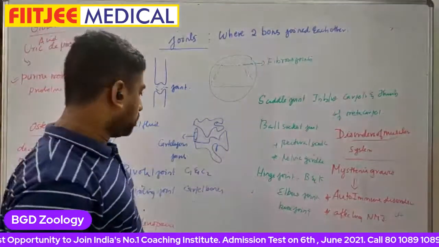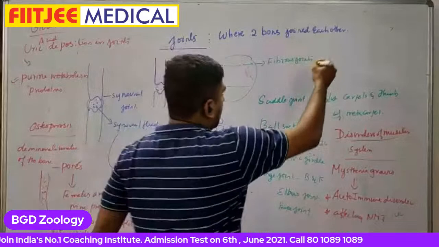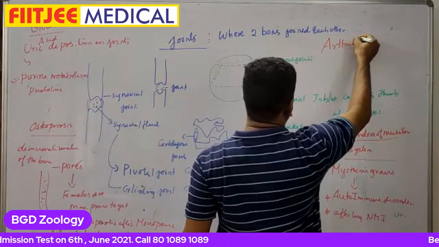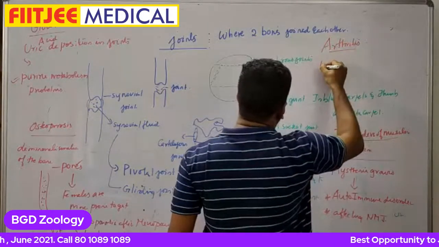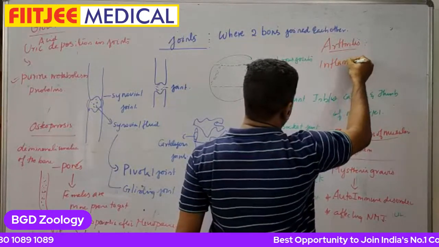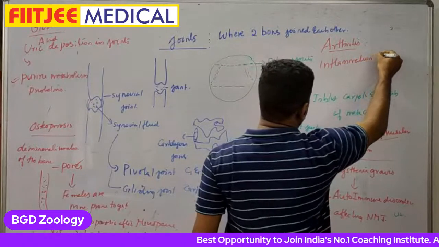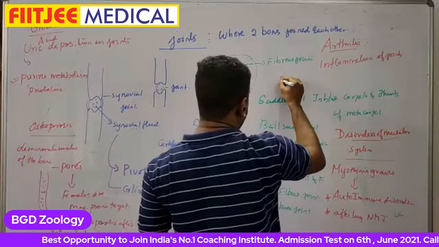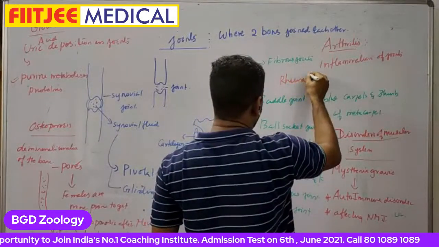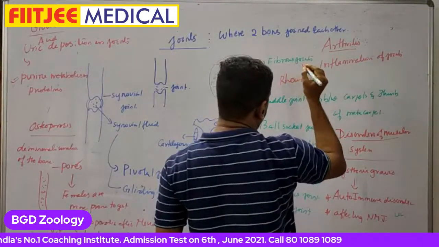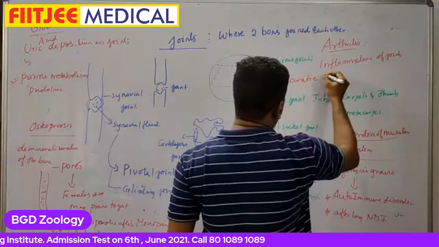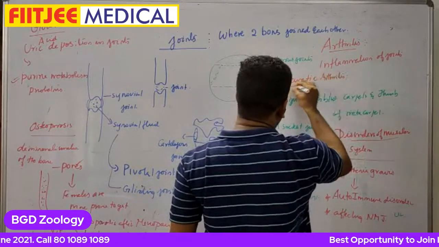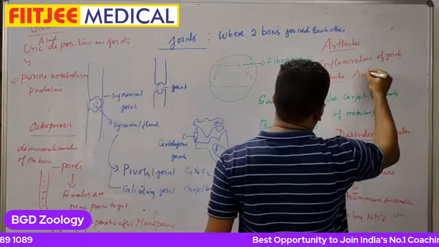Clear? So the next one is arthritis. Arthritis simply means inflammation of the joints. But there is another arthritis. You should take it as important, in case of an exam point, they can ask that. Rheumatoid arthritis is an autoimmune disorder only. Remember that.